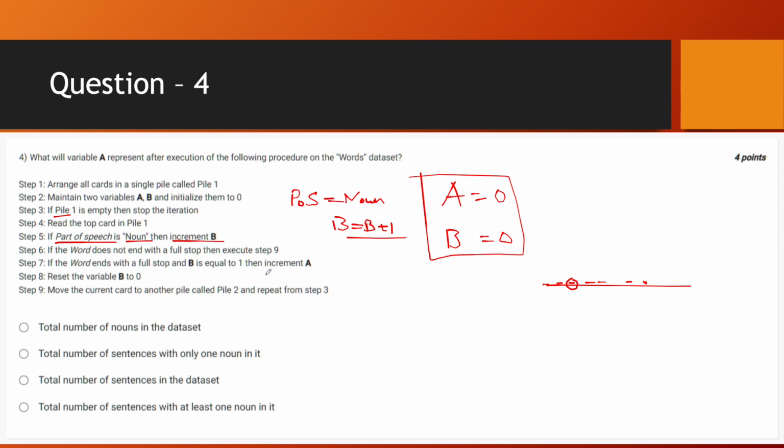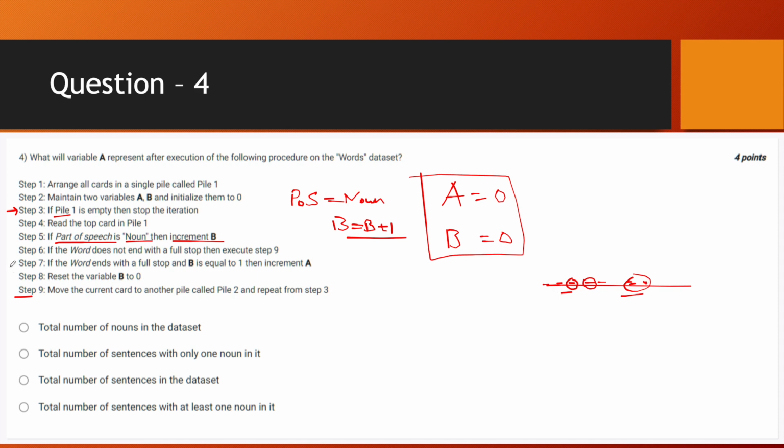So in that case, you would directly have to go to step 9, which states to move the current card to another pile called pile 2 and repeat from step 3. So you have to again go back to step 3 and then go from the next word, which will be the next word in the sentence. Then you keep on moving until you reach the end of the sentence. So suppose you found a noun on the third word and now the sixth word is the word that will be ending with a full stop. So what will happen in that case?